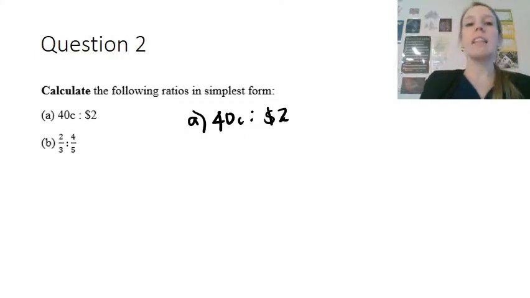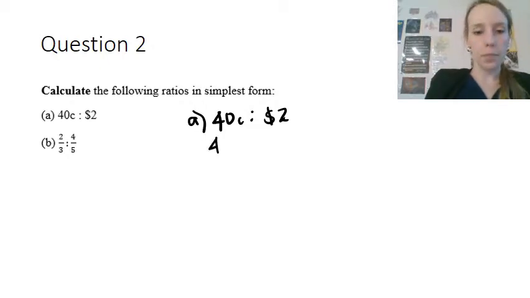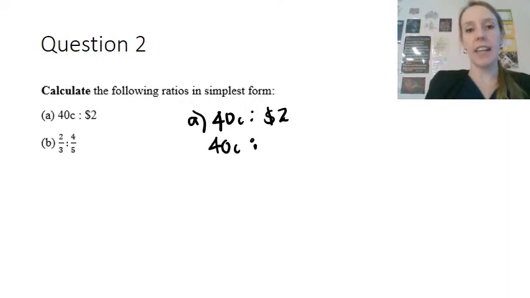Now, I find it easier to convert them both to cents, so I always pick the smaller unit. That way I don't have to deal with any decimals. So I go 40 cents. Now $2 to cents. To get $2 to cents, we have to multiply by 100 because there's 100 cents in a dollar. So it'd be 200 cents. Once they're in the same unit, I don't actually have to write the unit, so it's just 40:200, and I can simplify.